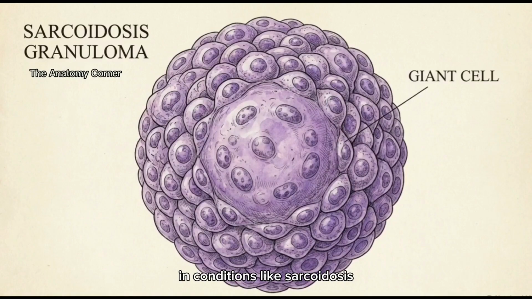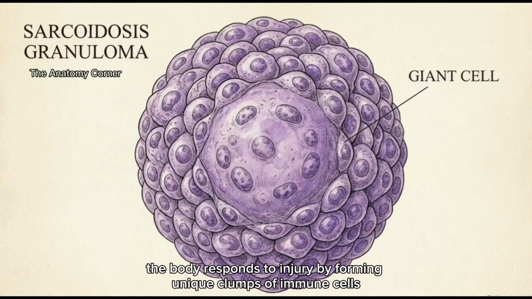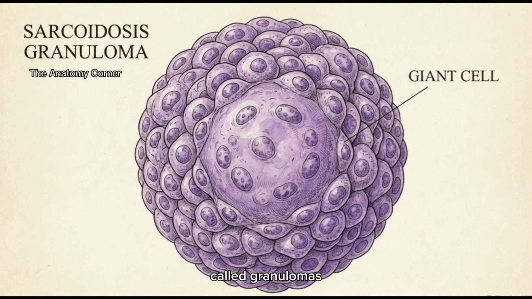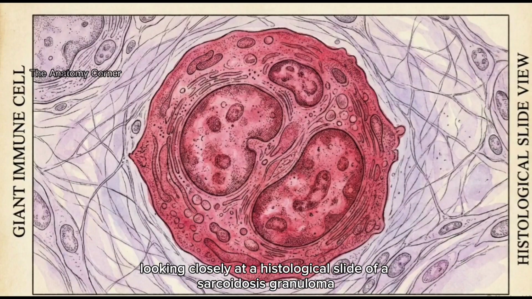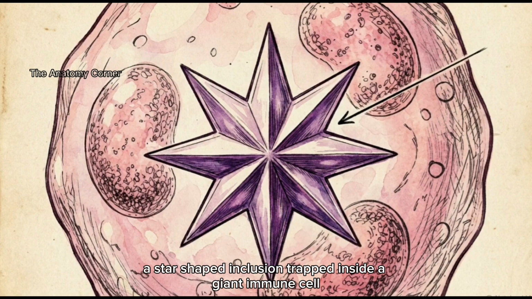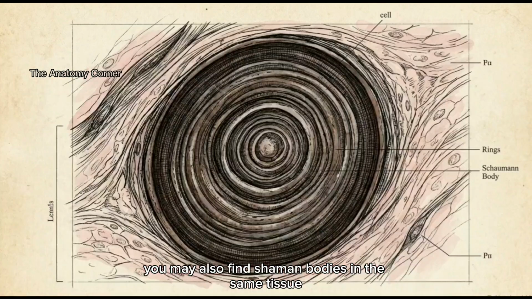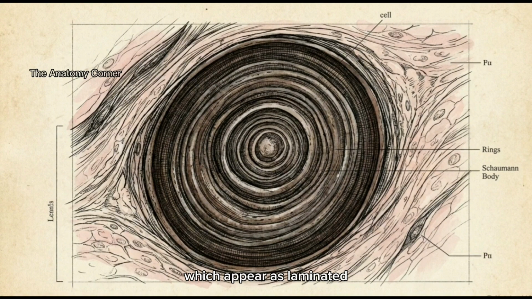In conditions like sarcoidosis, the body responds to injury by forming unique clumps of immune cells called granulomas. Looking closely at a histological slide of a sarcoidosis granuloma, we can identify distinct microscopic markers, like this asteroid body, a star-shaped inclusion trapped inside a giant immune cell. You may also find Schaumann bodies in the same tissue, which appear as laminated, onion-like structures made of calcium and iron.